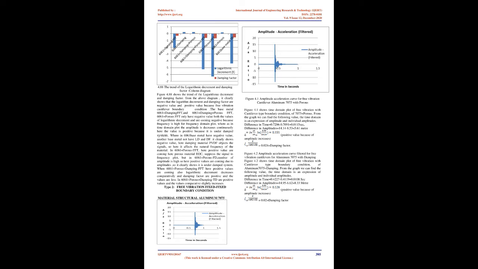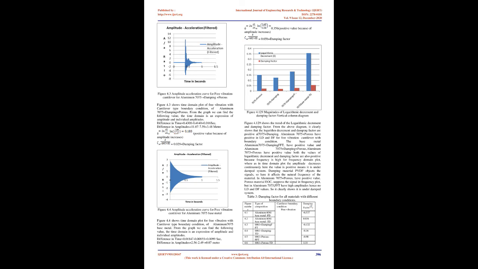Figure 4.3 shows the time domain plot of free vibration with cantilever type boundary condition, of aluminum 7075 plus damping and porous. From the graph we can find the following values. The time domain is an expression of amplitude and individual amplitudes. Difference in time equals 0.4300 - 0.4140 equals 0.016 seconds. Difference in amplitudes equals 11.07 - 7.59 equals 3.48 meter. D equals a positive value because the amplitude increases.